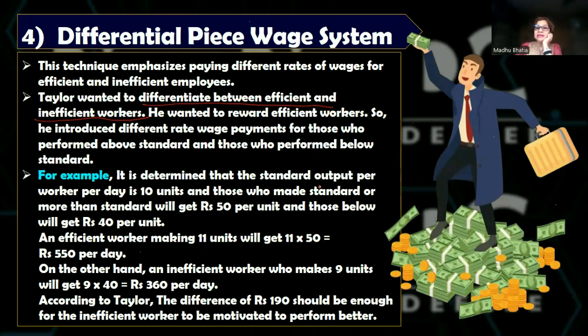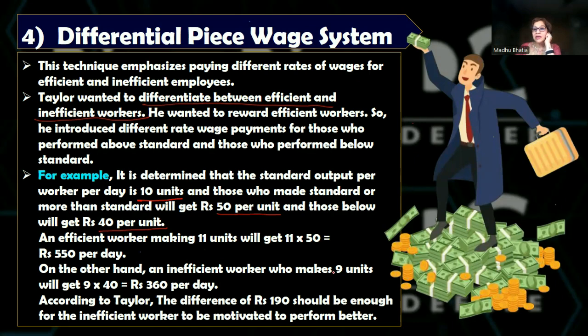It is determined that the standard output per worker per day is 10 units. So this is your standard output. And those who made the standard or more than the standard will be paid at 50 rupees per unit, and those below will be paid at 40 per unit. Now, let's say an efficient worker is making 11 units because 10 units is the standard. So for 11 units, he will be paid at 50 and he will be getting 550.